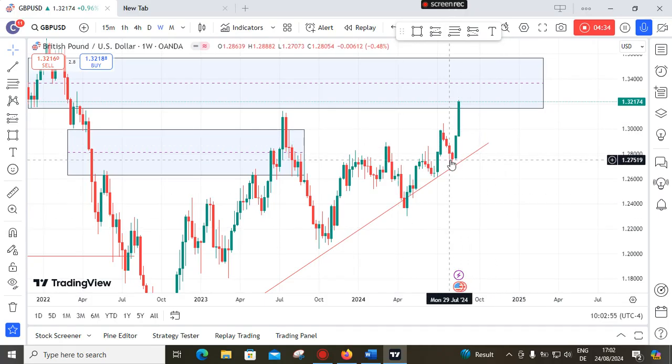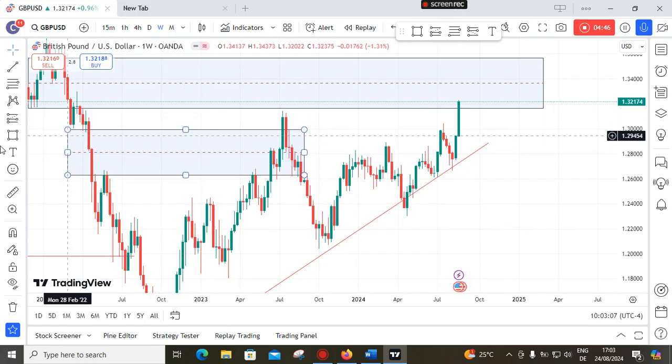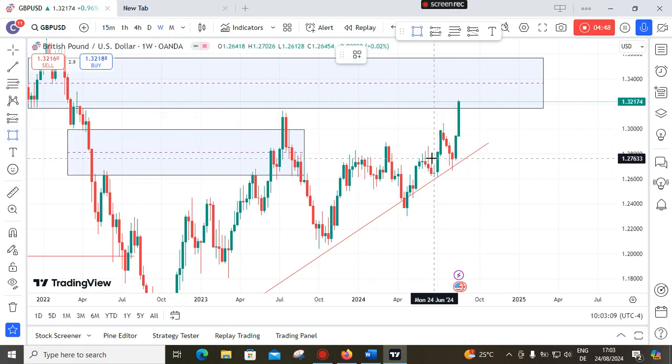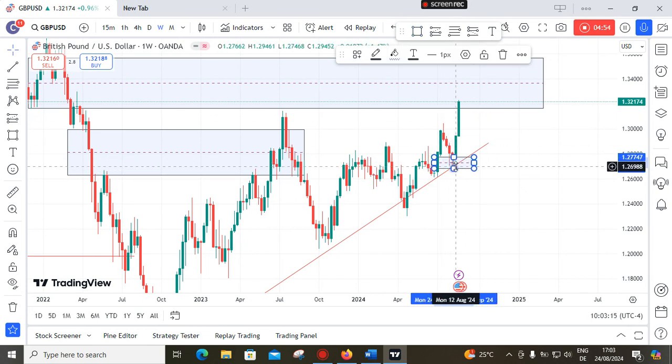So for the first week of the month, price was going lower into this fair value gap to retest it. Upon reaching this fair value gap, we saw a massive rejection. So this was also our context area.